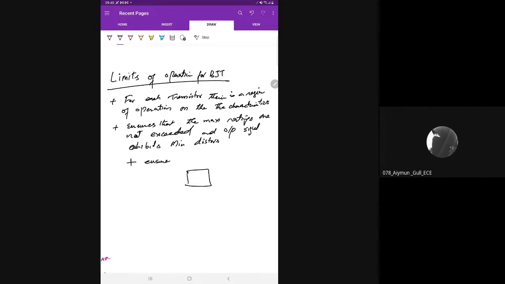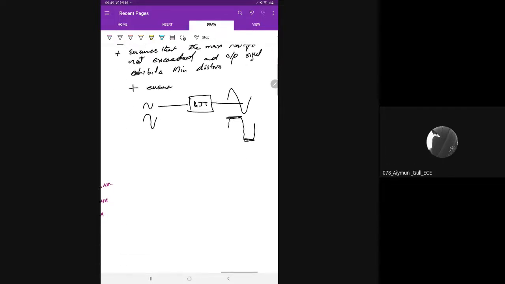If you have a BJT amplifier, you are giving a signal like this, then it is amplified. But if you give more amplified input, probably it will get chopped off at the top. So this signal is now distorted because it has not retained the shape. It has been chopped off. So in order to ensure minimum distortion in the signal and in order to ensure maximum ratings are not exceeded, we operate a transistor in active region. So that is why it is operated in the active region.